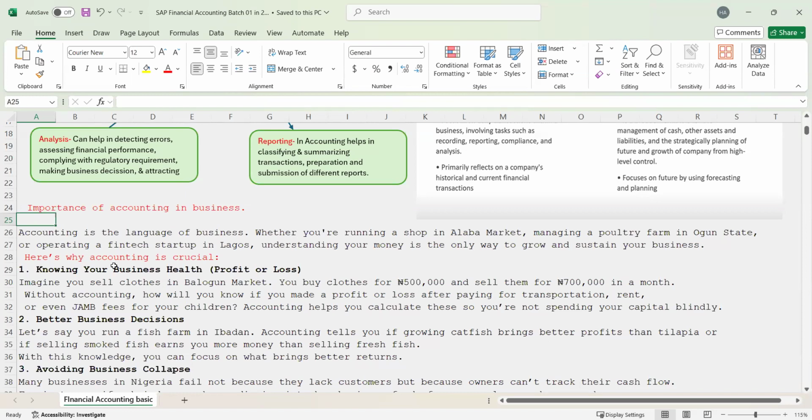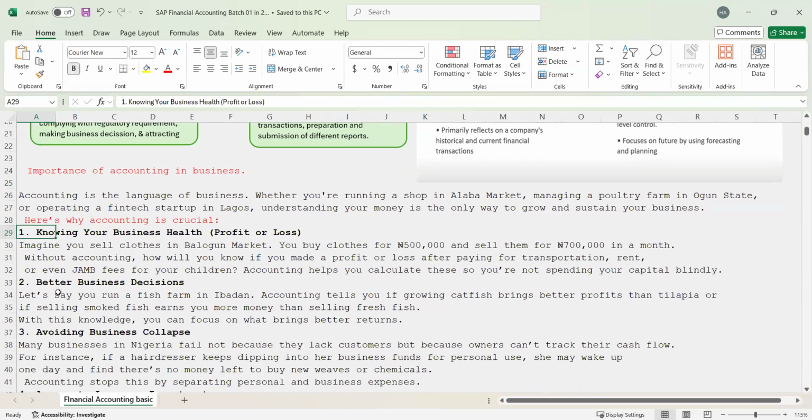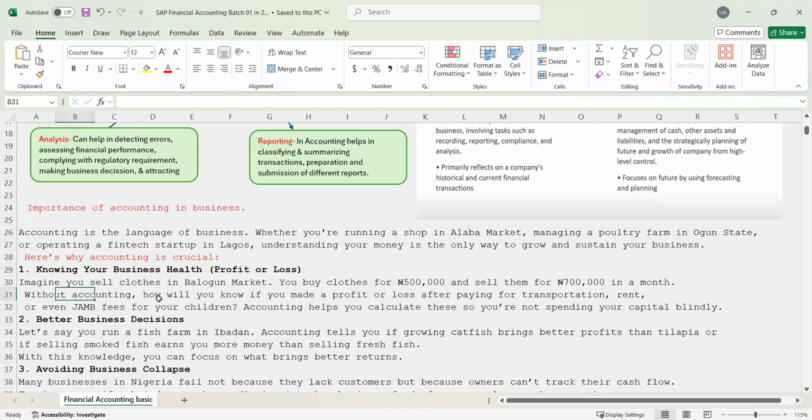So below here, why accounting is crucial. You need to know your business health. When we say knowing your business health, what we mean is your profit and loss. Let me make an illustration here. Imagine you sell clothes in Balogun Market or in Wuse or Garki or in your corridor. You buy clothes for 500,000 and sell them for 700,000 in a month.